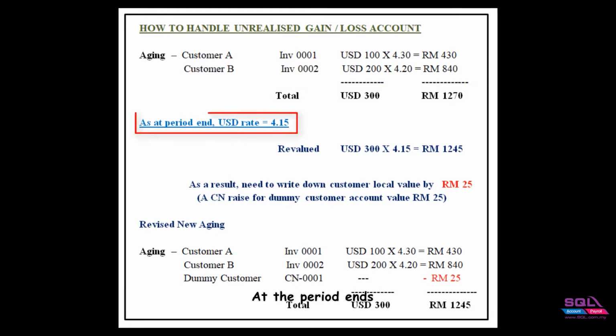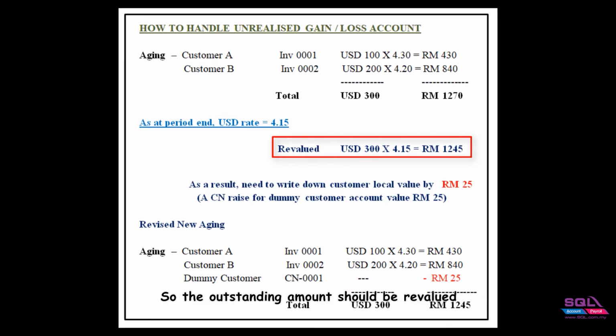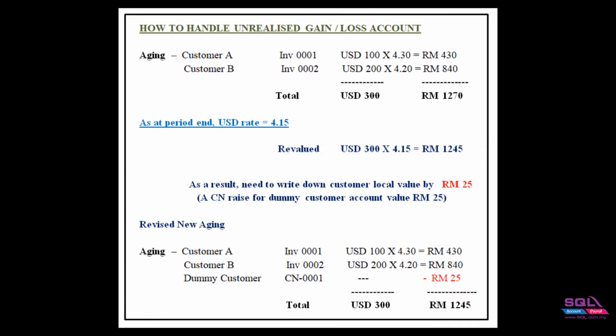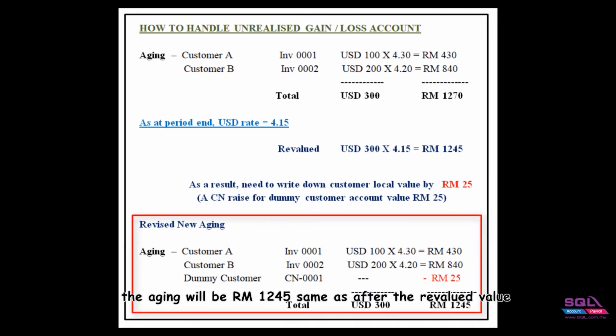At the period ends, the currency rate fluctuates, the rate now is 4.15. So the outstanding amount should be revalued and the local amount will now be RM 1245. As a result, we need to write down customer local value by RM 25. With this, we will need to raise a credit note with dummy customer. After revised, the aging will be RM 1245, same as after the revalued value.